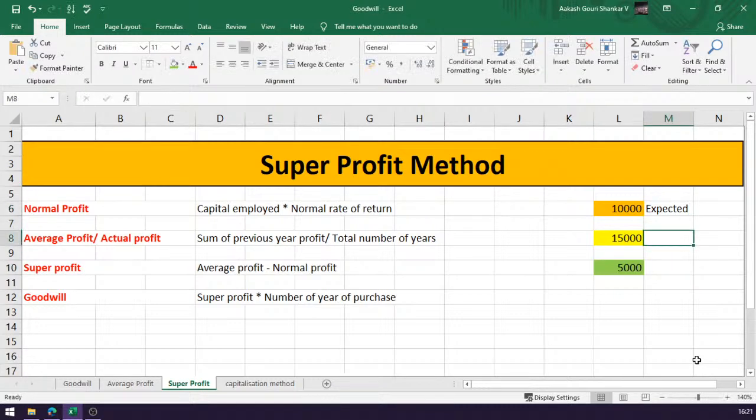This is the expected profit, and this is the actual profit. So we have earned a profit of 5,000 more than the expected profit. This is termed as the super profit, and the goodwill is equal to super profit into the total number of years of purchase.